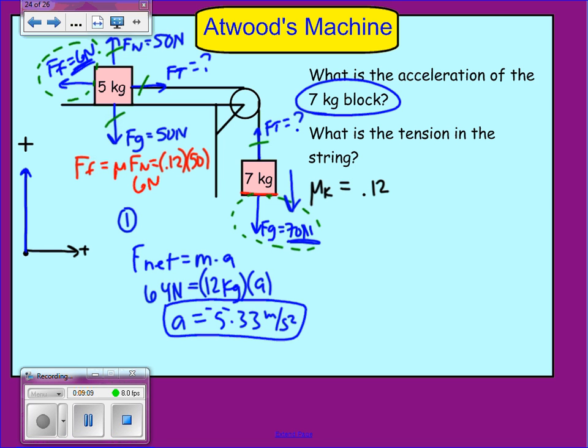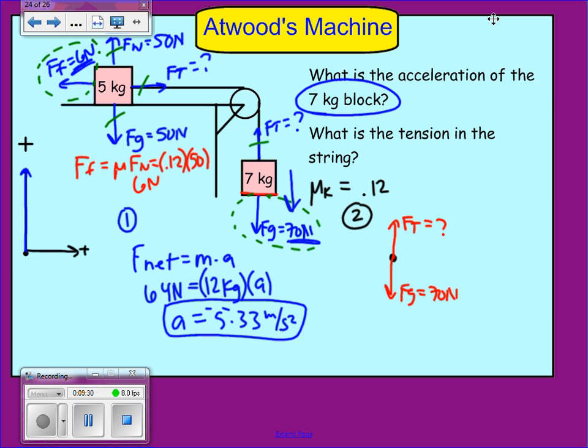Okay, now let's go ahead and solve for the force tension. I'm going to use the 7 kilogram block because that's what it's asking for. But remember, it doesn't matter. You'll get the same answer for force tension whether you use the 5 or the 7. So on the 7 kilogram block, it's got force gravity going down of 70 newtons. And force tension is going up. We don't know what that is. We're going to solve for that.